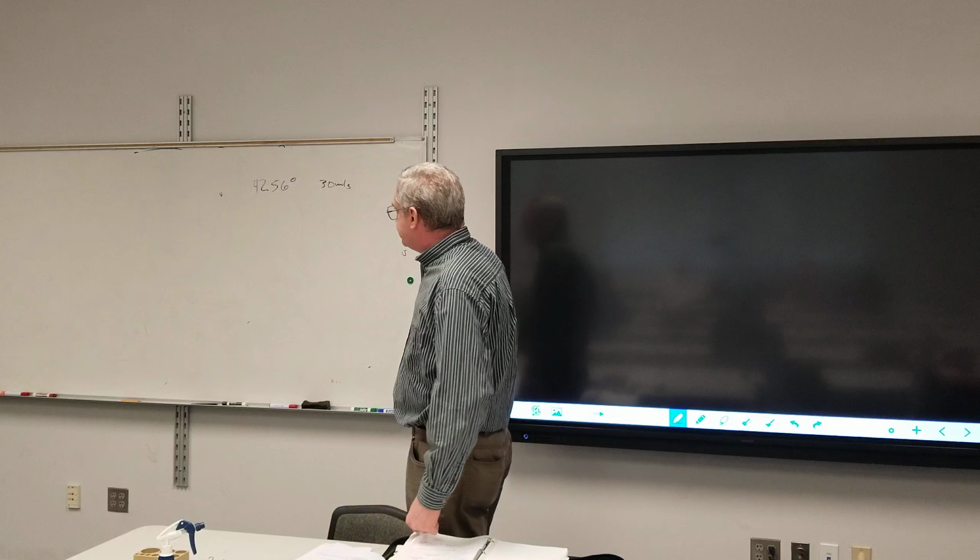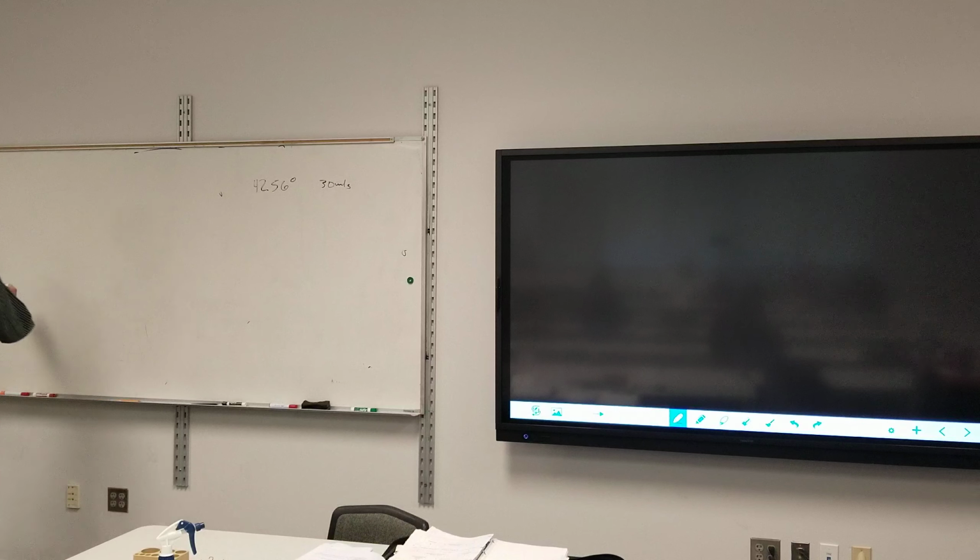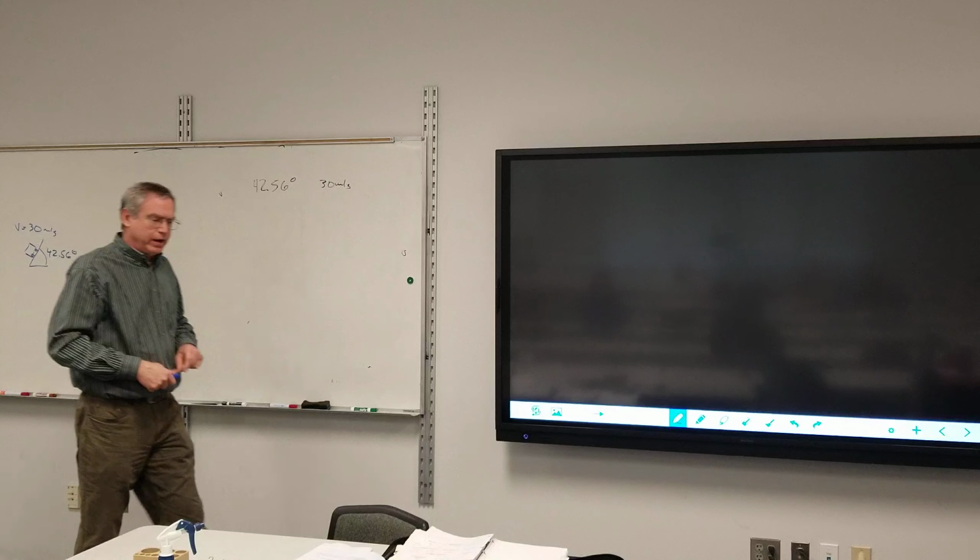We last left off with a car going around a ramp. So, a rear view. And we figured that if the V is 30 meters per second, the ideal angle is 42.56 degrees, so that the car can take the curve without sliding up or down.